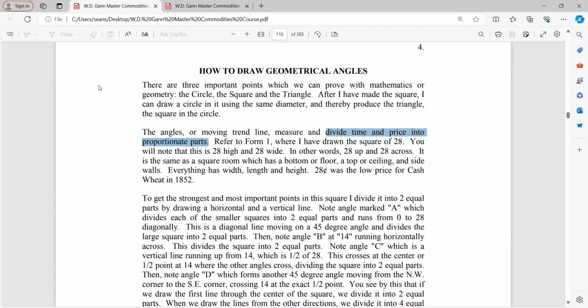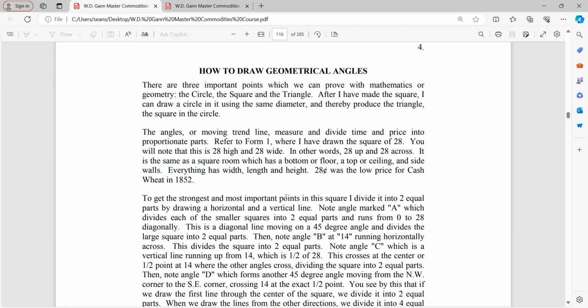So he says, refer to form 1 where I have drawn the square of 28. What's the square of 28? We'll open it up in a second. You will note that this is 28 high and 28 wide. In other words, 28 up and 28 across. It is the same as a square room, which has a bottom or floor, a top or ceiling, and sidewalls. What's he talking about again? The cube. Yeah, cube. Everything has width, length, and height.